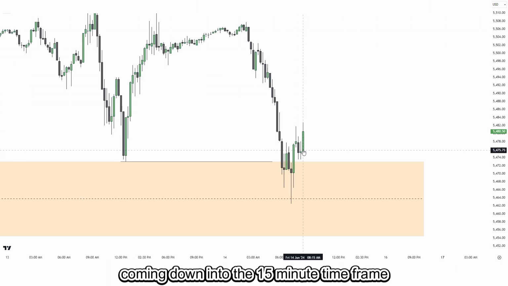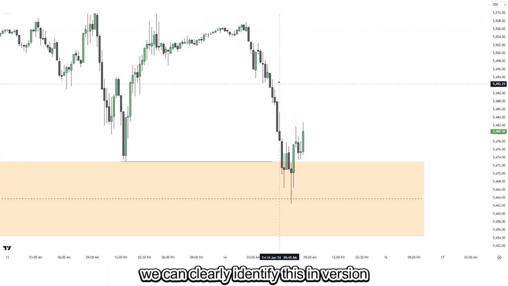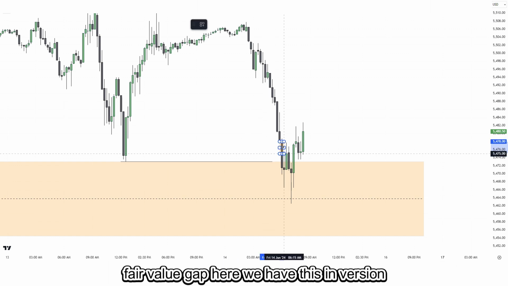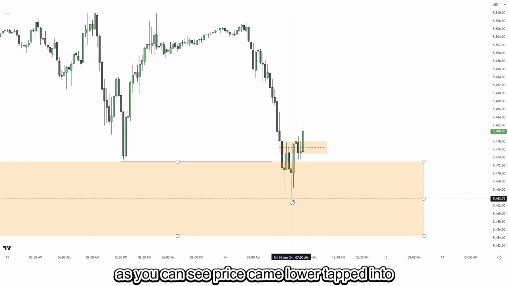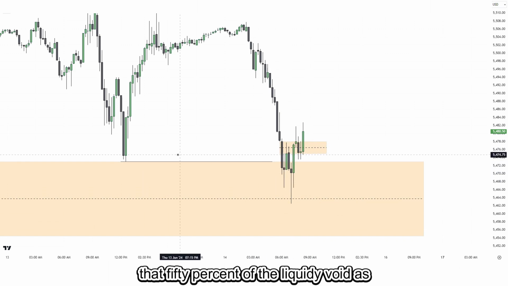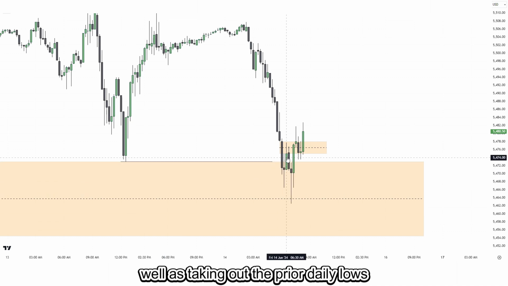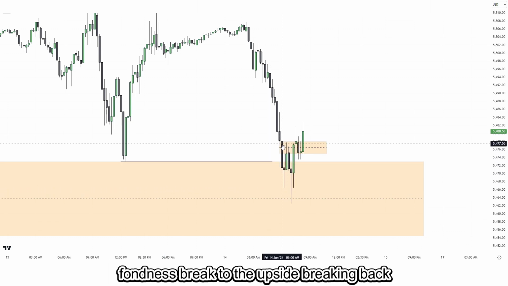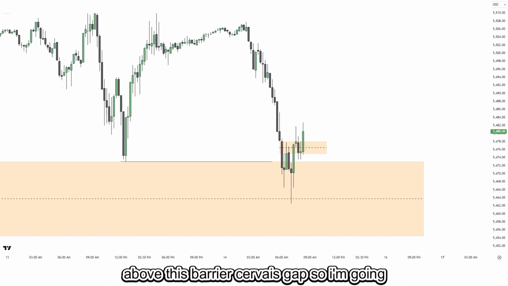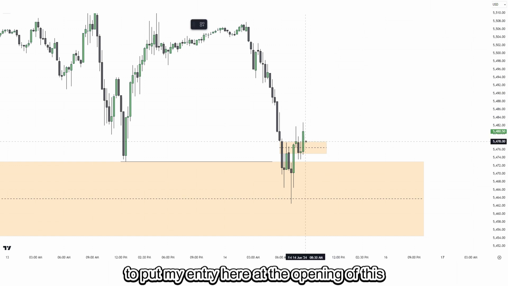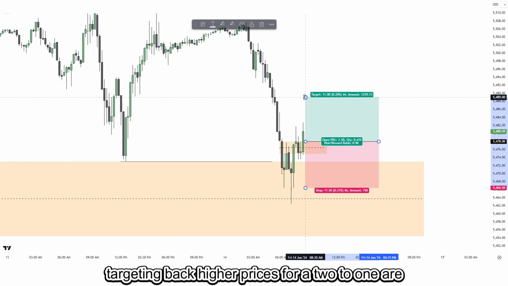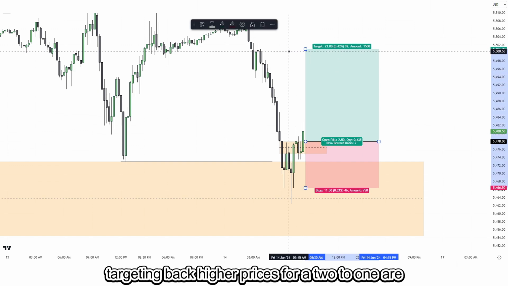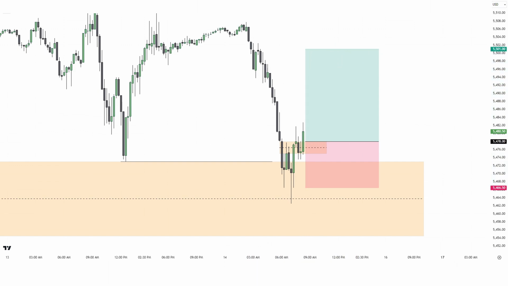And then now coming down into the 15-minute time frame, we can clearly identify this inversion fair value gap here. We have this inversion fair value gap just before the 8:30 opening. As you can see, price came lower, tapped into that 50% of the liquidity void, as well as taking out the prior daily lows, following this break to the upside, breaking back above this bearish fair value gap. So I'm going to put my entry here at the opening of this inversion fair value gap. Stop loss just below this low, targeting back higher prices for a 2-to-1 R. Let's see how this then plays out.